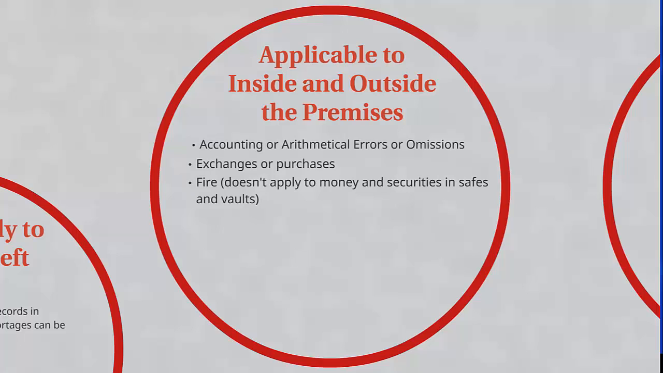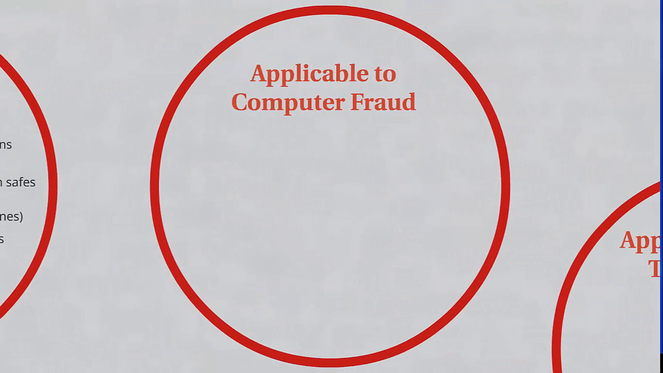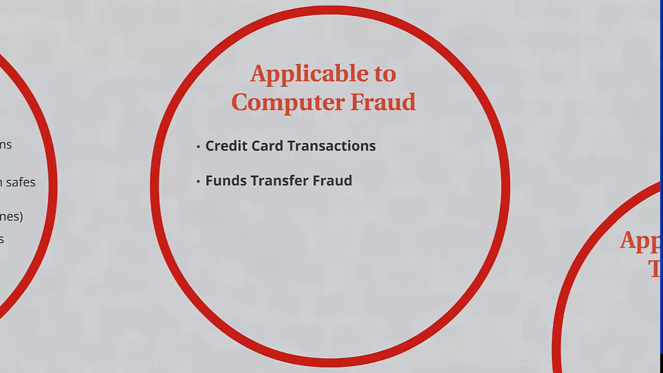Fire, which doesn't apply to money and securities in safes and vaults, and money-operated devices such as vending machines, motor vehicles or equipment and accessories, transfer or surrender of property, vandalism, and voluntary parting are all excluded with both inside and outside the premises coverage. Now, those exclusions applicable to computer fraud, credit card transactions, funds transfer fraud, which prevents overlapping coverage between computer fraud and funds transfer fraud coverage.